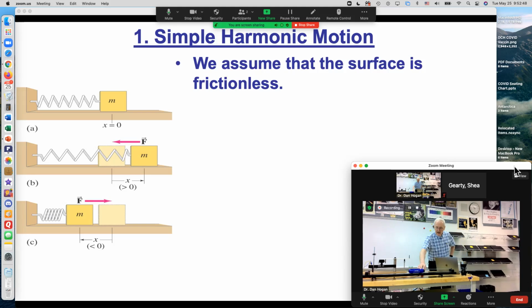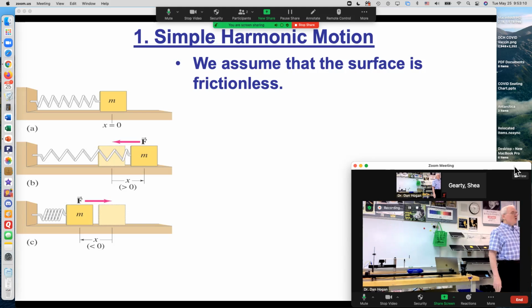Now, we can pull it out like this, and you'll notice that it goes to one extreme and another. Those extremes are each called the amplitude. One is negative, one is positive because of the displacement. The displacement is either positive or negative.